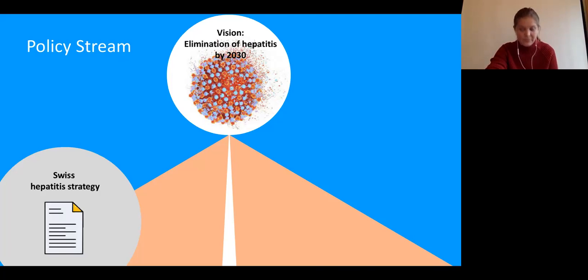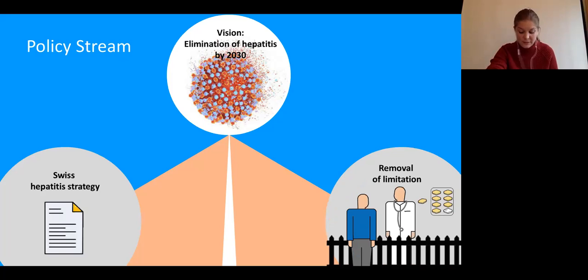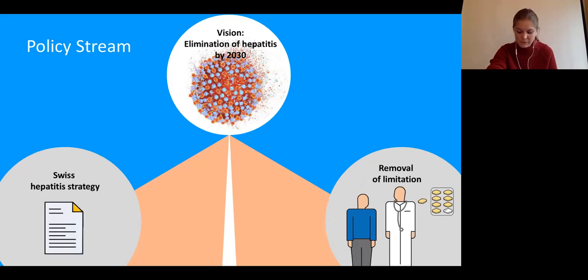The first step then was to get the limitation removed. Some pressure was put on the pharmaceutical industry when a so-called buyers club was supported to help Swiss patients to get their medicine from India. The limitation was finally lifted in 2017 after the prices had been reduced by half.